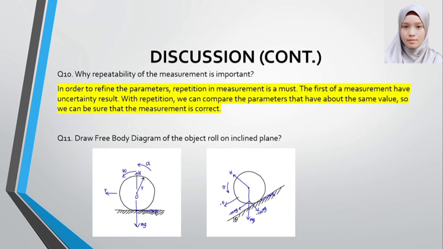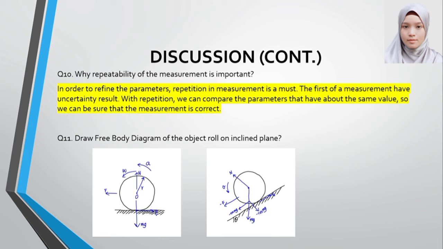Next question asks to explain why repeatability in measuring is important. This is important because we want to gain a true result, a result that we can say is the true result for this measuring. Because the first measurement that we do might have an error in it. For example, the technique that we used is wrong or uncalibrated tools are used. So there is uncertainty in it. So in order to remove this uncertainty, we must do repetition in measuring.